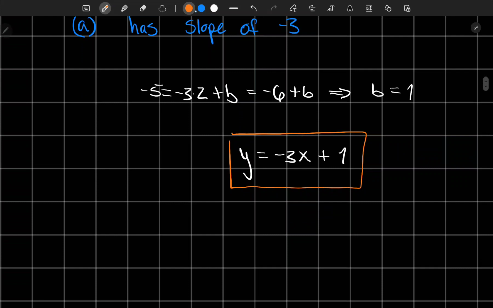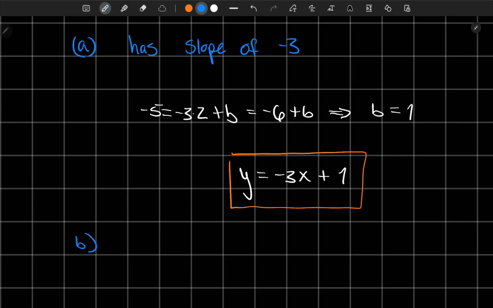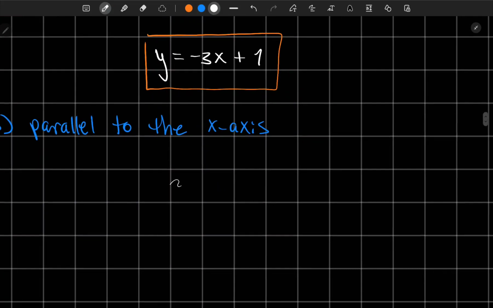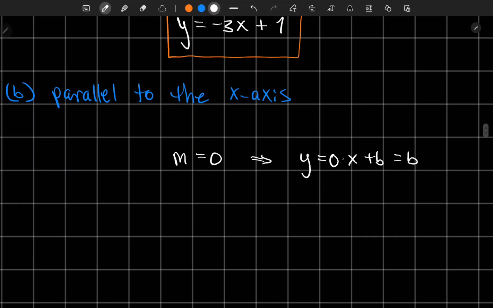Now, suppose we wish to find the line which again passes through the point (2, -5), but which now is parallel to the x-axis. Well, the x-axis goes horizontally, and this means that m is equal to 0. So our equation for this line is y equals mx plus b, but m is 0, so it's 0 times x plus b, which is equal to b. And this is a line of constant y, because b is just some constant.